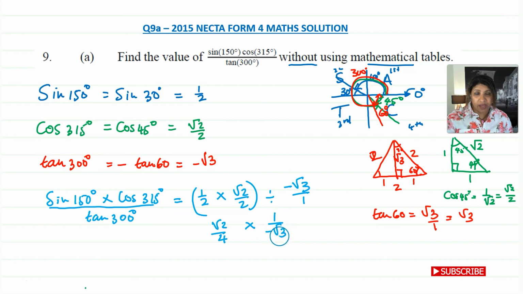We have a surd in the denominator, so we need to rationalize this by multiplying by root 3 over root 3. So we have root 2 times root 3, which is root 6, and we have the negative here, we might as well put it there. Then root 3 times root 3 is 3, and 3 times 4 is 12. So this is your final solution then.